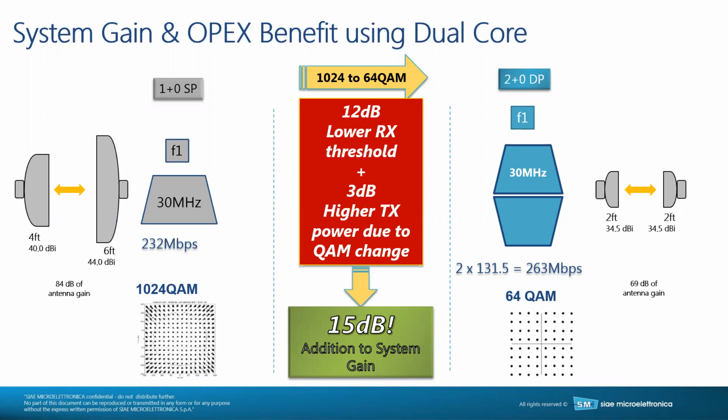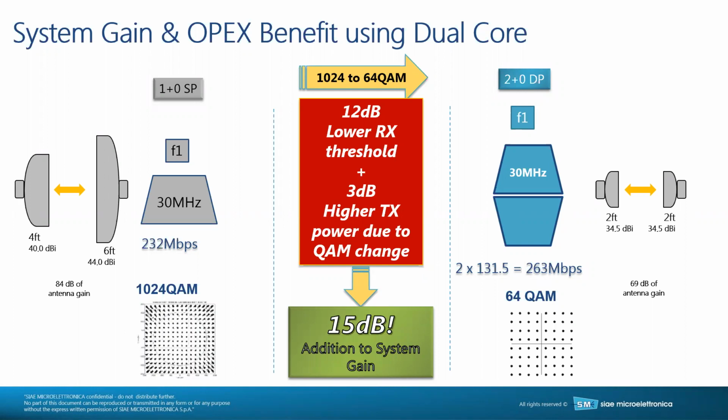So essentially a gain of 40 dBi and 44 dBi on the first example gives me 84 dB of antenna gain. I've gone down to only 69 dB of antenna gain on the other model. So where did that extra 15 dB come from? Well, it came from backing down the modulation from 1024 to 64 QAM, which gives me a 12 dB improvement on receiver sensitivity, as well as a 3 dB improvement on transmit power, because I don't have to back the transmit power down as much to keep in the linear phase of the amplifiers.